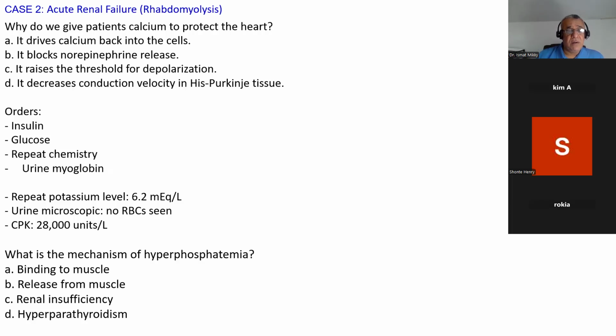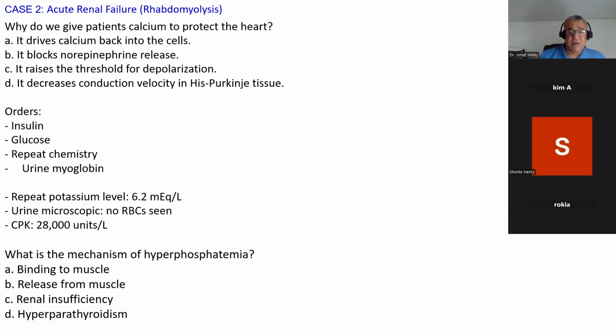The bicarb, why would you give bicarb to this patient with rhabdomyolysis? Because bicarbonate will prevent the precipitation of CPK, creatine phosphokinase, and myoglobin in the kidney tubules. What we're trying to do with rhabdomyolysis is to protect the kidneys from further destruction, to protect the kidney and prevent it from deterioration or getting worse.